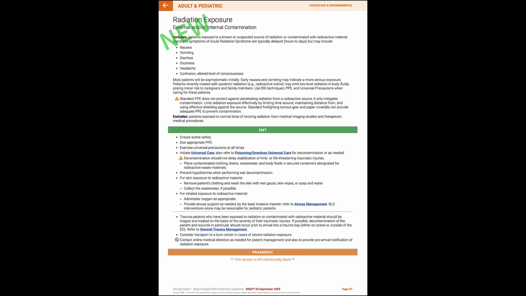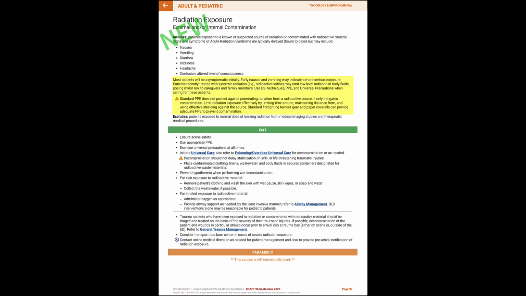This next page is entirely new. It's the guideline for radiation exposure, which covers both external contamination and internal exposure to radioactive material. Now, most EMS providers won't encounter this often, but when they do, it's usually in the setting of either industrial accidents, transport mishaps, or terror-related events. Patients receiving radiation therapy at home, especially radioactive iodine, can also present to EMS with minor exposure risks.